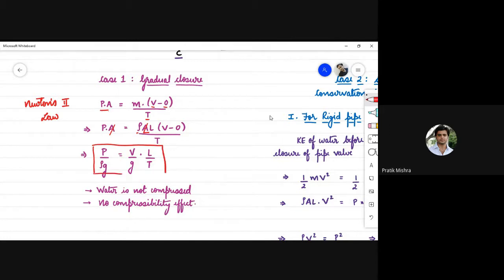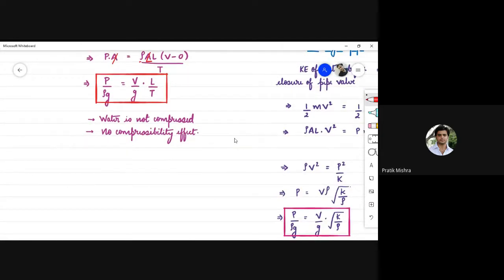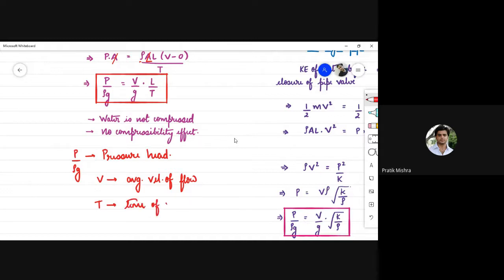यहाँ पे ध्यान रखने वाली बात क्या है? P by rho g is the pressure head. लिख भी देता हूं मैं इसको. Here P by rho g is the pressure head developed due to the shock wave produced. V is the average velocity of flow. And T, capital T, is the time of closure.